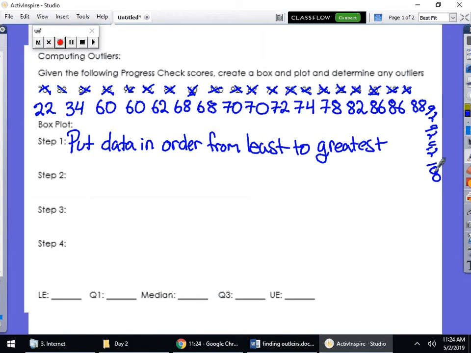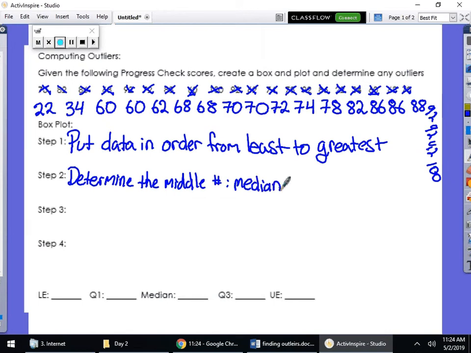So step one, we had to put the data in order. Step two, we determine the median, the middle number, which is the median.